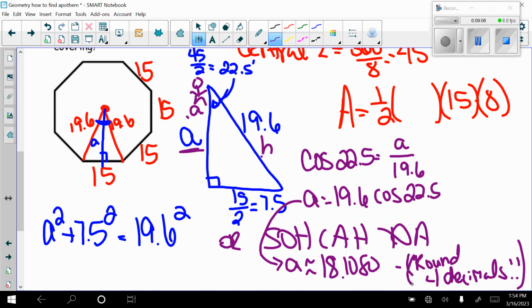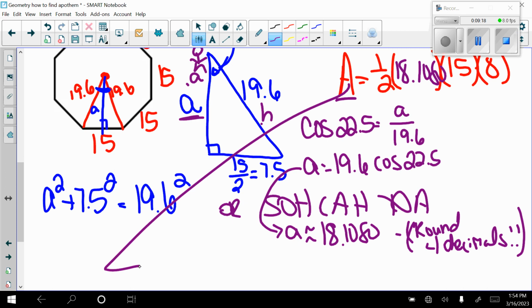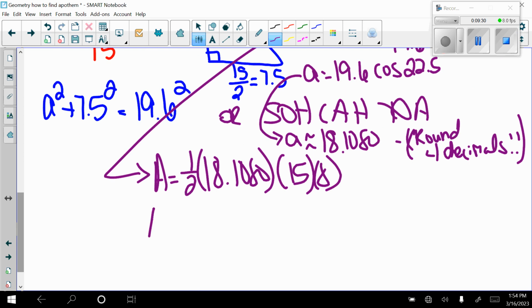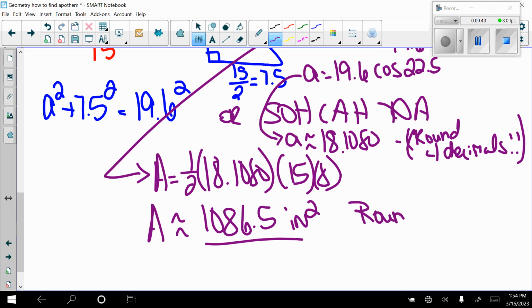And this is not the end of the problem because the problem was to find the area. This was the apothem. So now I can plug my apothem back in here, 18.1080. So now to find the area of this, okay. So my area is 1/2 my apothem, 18.1080, times my perimeter, which was 15 times 8. I'm gonna multiply all of that together. And I find that an area is approximately, this is where I can round, 1086.5. I found area, so square inches. And so round, we'll say nearest tenth, the final answer is where we can round.